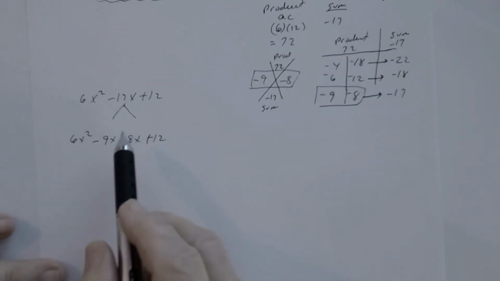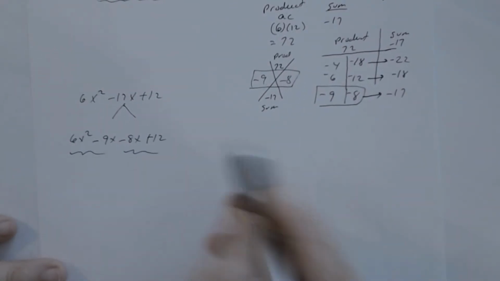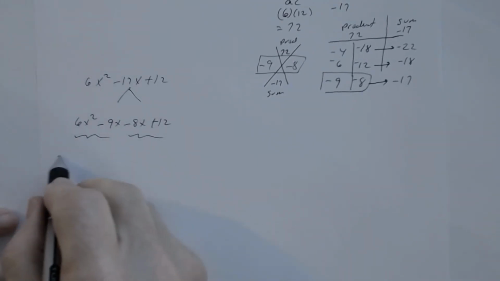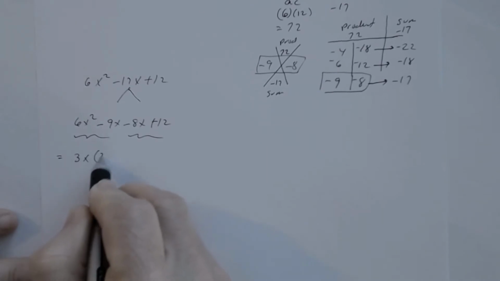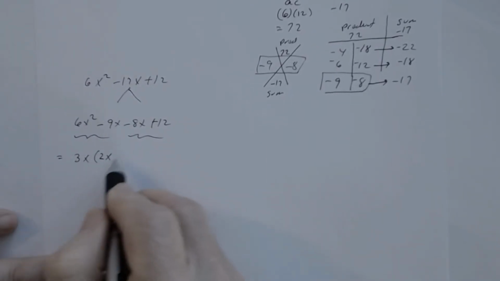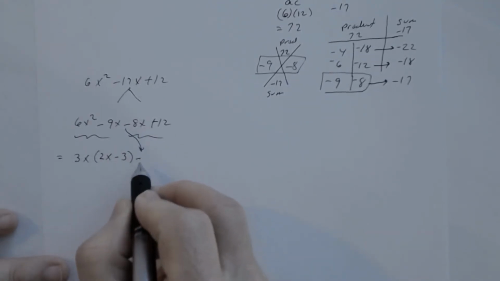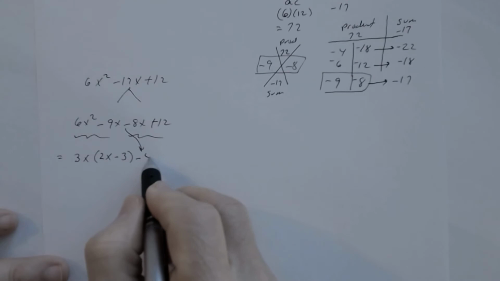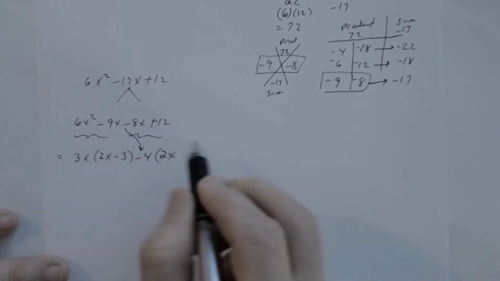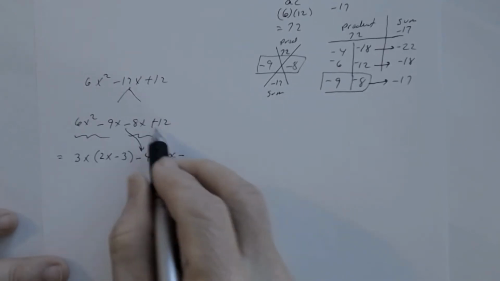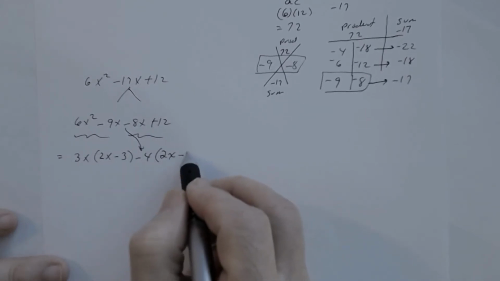And so now I'm going to use grouping on this. So I'm grouping the first two and the last two. If I group the first two, I can factor out a 3x, and I get 3x times 2x is 6x squared, and then 3x times a negative 3 is a negative 9x. In the second group, I can factor out a negative GCF. In this case, it's 4. So negative 4 times 2x is negative 8x, and then a negative times a negative is a positive, so that needs to be a negative 3.